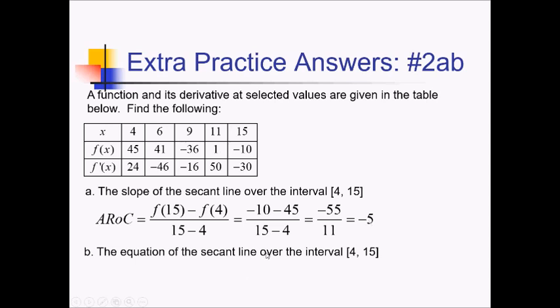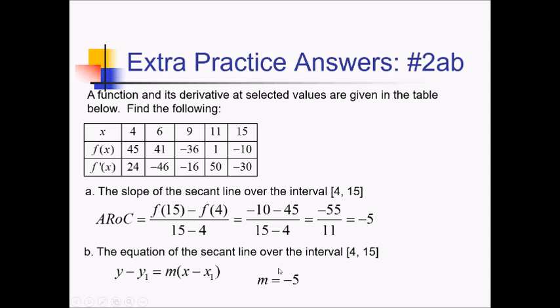Now to write the equation of the secant line, we're going to use this slope, and we're going to use a y value and an x value. So in general, we're going to use point slope formula, y minus y1 equals m times x minus x1. And our slope that we're using is negative 5. That's the slope of the secant line that we just found up here.